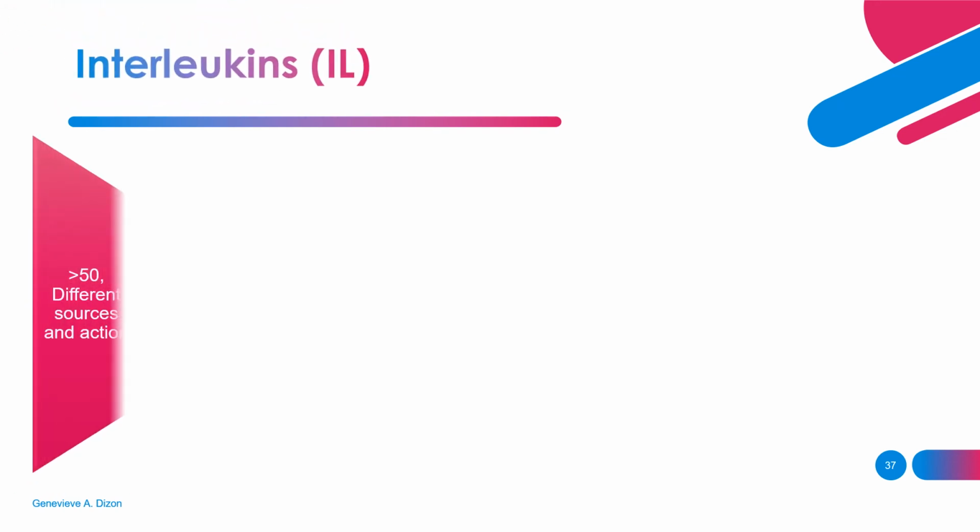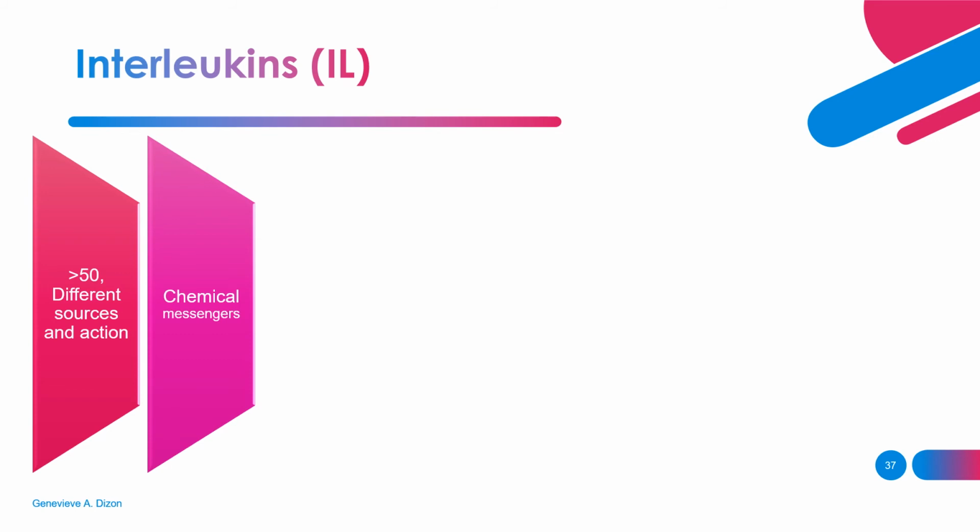Interleukins are a group of cytokines that have more than 50 different types. They come from different sources and they all have different types of actions. Interleukins are chemical messengers that serve to regulate the immune system by sending messages both on the innate and the acquired immune response for infections.